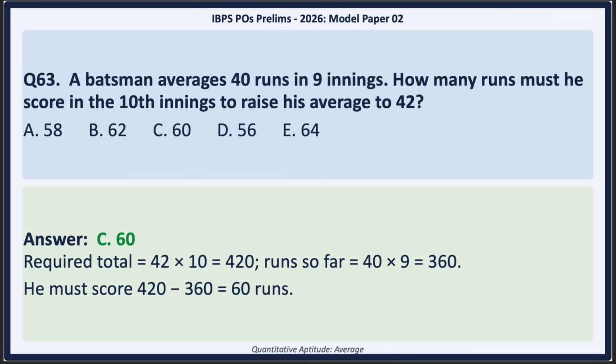Total runs is average times innings. So for 9 innings at 40, his total runs is 360. He wants his new average to be 42 across 10 innings, so his new total needs to be 420. The difference is 420 minus 360, which is 60 runs.